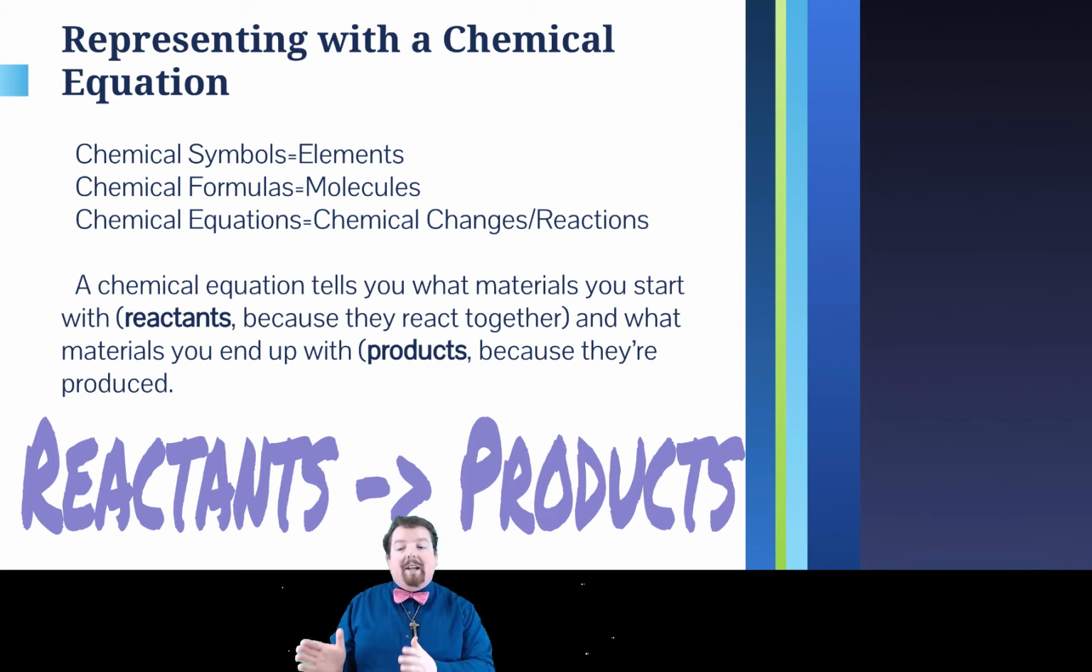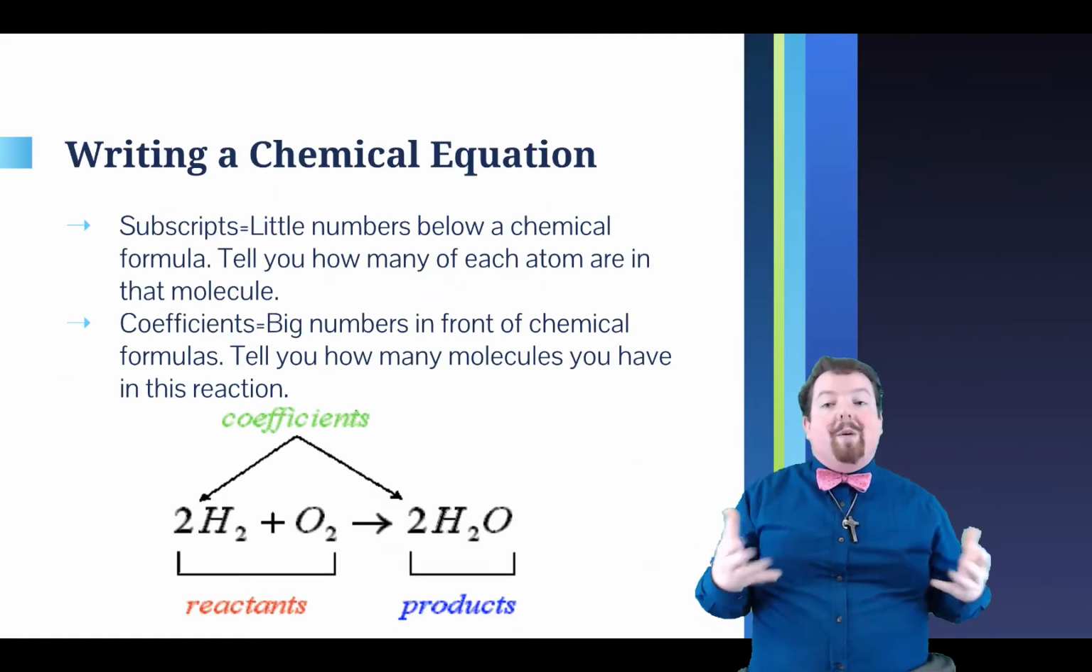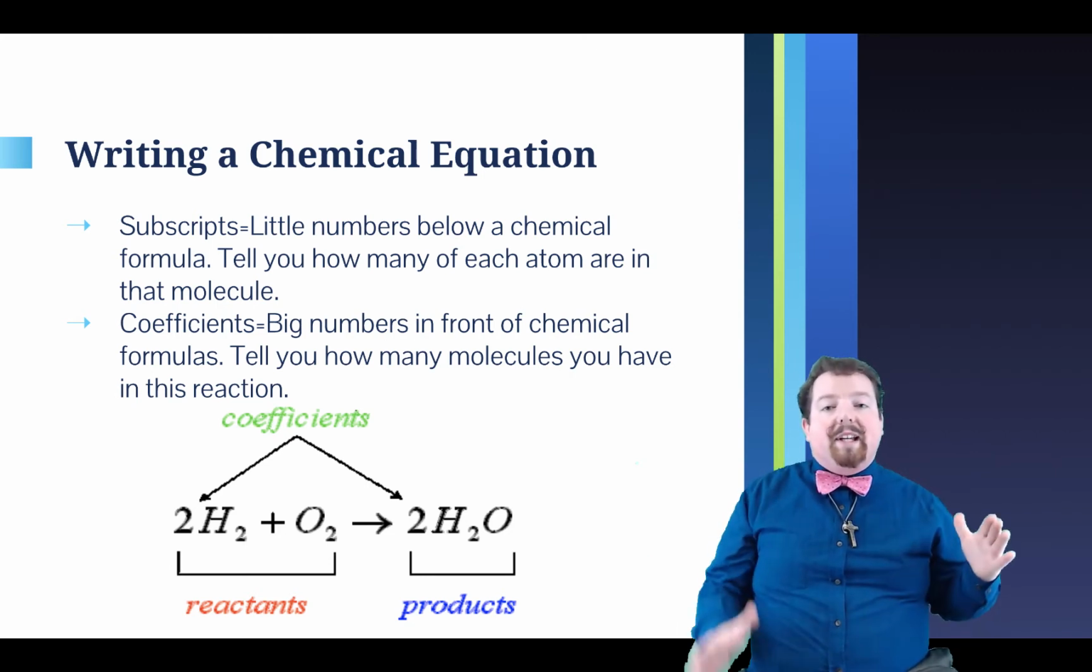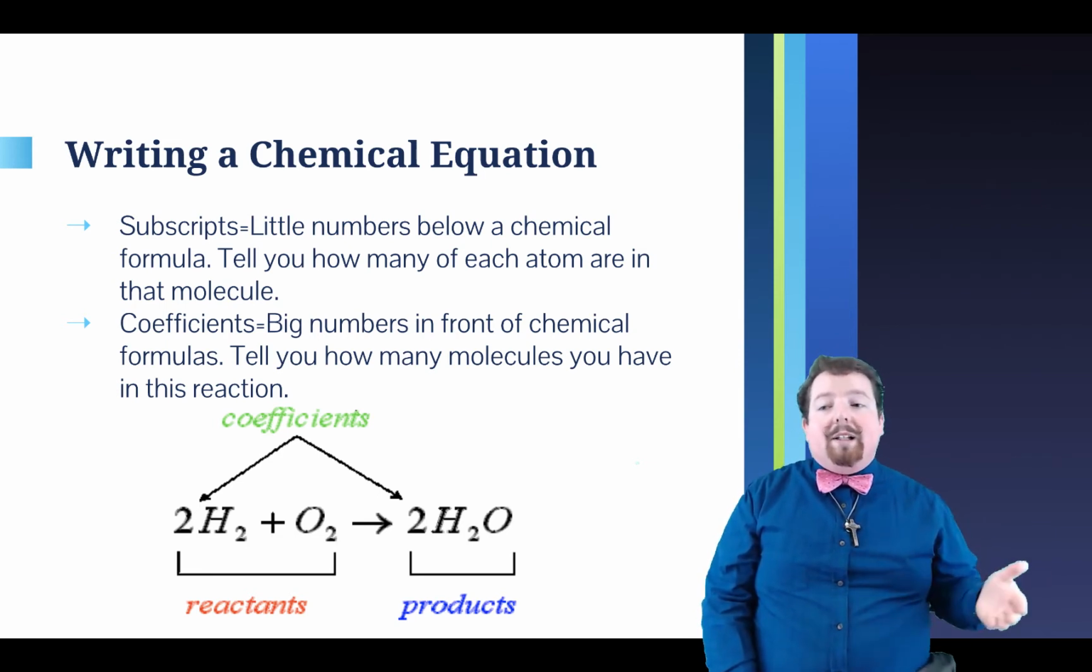So on the left side of the arrow, we have the before, or the reactants. We call these reactants because they're what we're going to react together. On the right side of the arrow, we have the after, or the products. These are called products because they're what get produced in a chemical reaction. When we're writing a chemical equation, there's a lot of information that we can take away. Each molecular formula has different chemical symbols that get smushed together, and these tell you what elements are in each molecule.